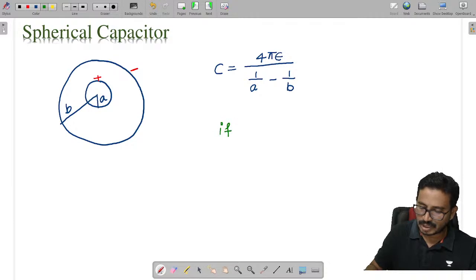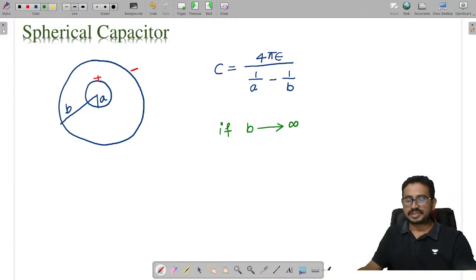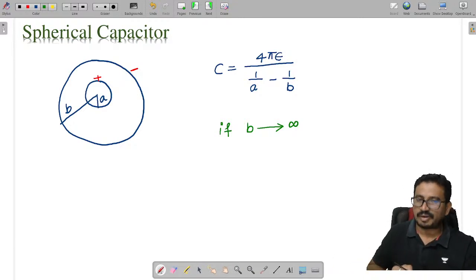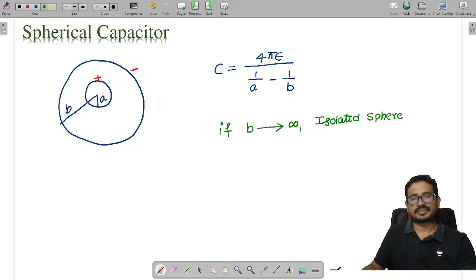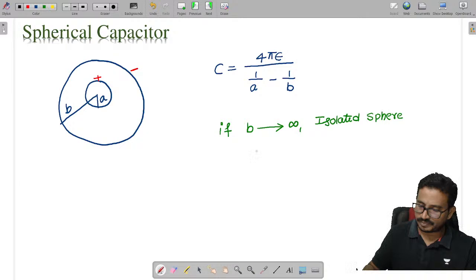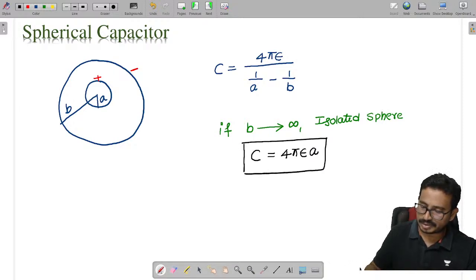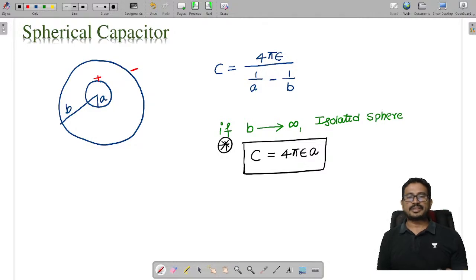If the outer radius tends to infinity, as B tends to infinity, then we call that sphere an isolated sphere. Now can you tell me the capacitance of the isolated sphere? The capacitance of the isolated sphere is 4 pi epsilon into A. This is the most important; many times problems on this came. Capacitance of an isolated sphere is given as 4 pi epsilon A.